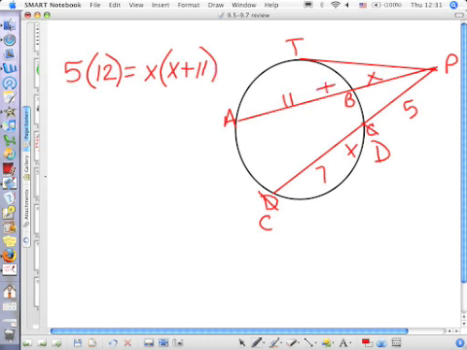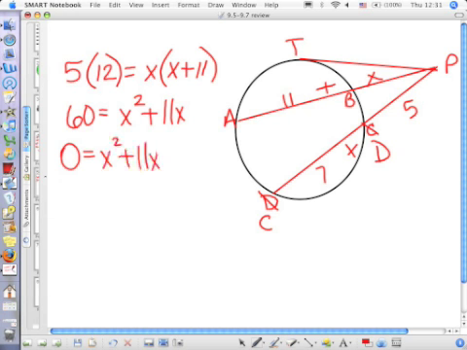Okay. Half of x squared plus 6 equals x squared plus x plus 11. Set it to 0. So 0 equals x squared plus 11x minus 60, and then you factor it: x minus 4 and x plus 5 equals 0.